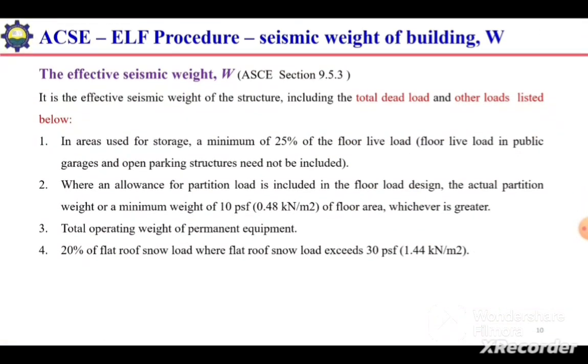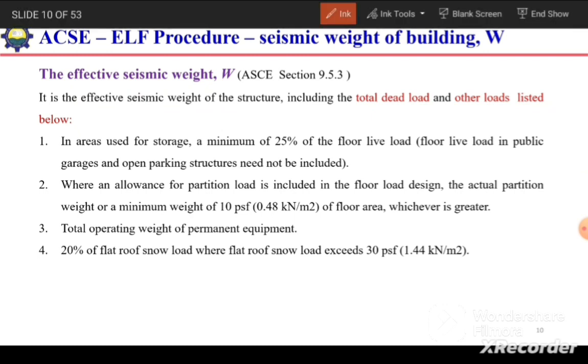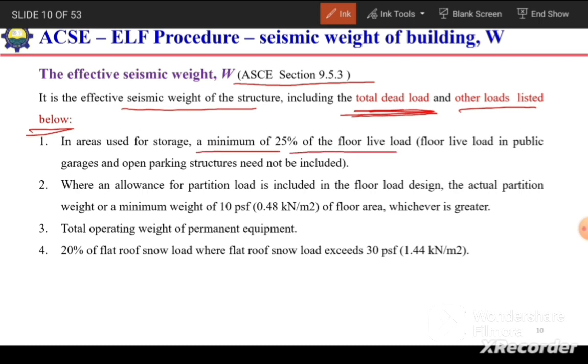Okay, so now in this video we will also discuss the effective seismic weight, how we can estimate the effective seismic weight which is used for the equivalent lateral force procedure. The effective seismic weight W can be calculated based on ASCE section 9.5.3. So it is the effective seismic weight of the structure including the total dead load of the structure, and other loads. Other loads can be in areas used for storage. A minimum of 25% of the floor live load needs to be considered.